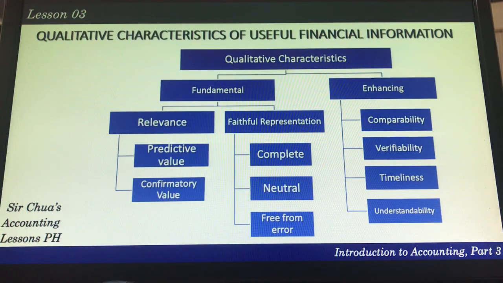And then lastly, is understandability. So, the financial information should be understandable. However, achieving understandability is a two-way process. Okay? So, the accountant should be able to prepare financial information that is understandable to the reader so they can make economic decisions. But, syempre, ang expectation dun sa reader of the financial statements, meron siyang basic knowledge of accounting and business to be able to understand the financial reports very well. So, understandability is a responsibility of the accountant, but it's also a two-way process because the reader should be a knowledgeable reader. Okay? So, those are the qualitative characteristics of useful financial information.